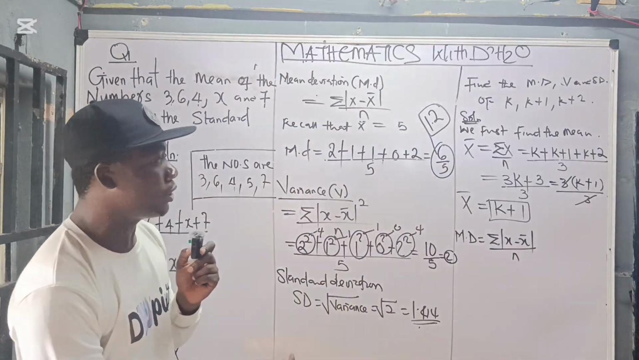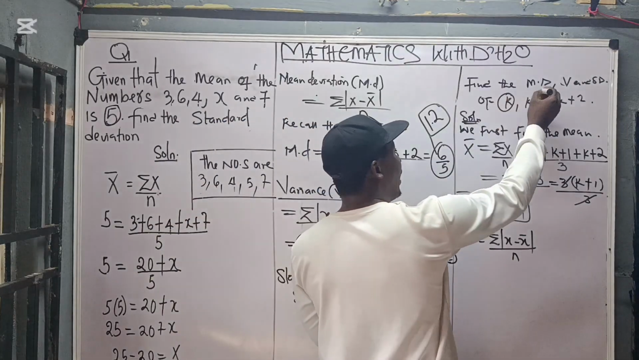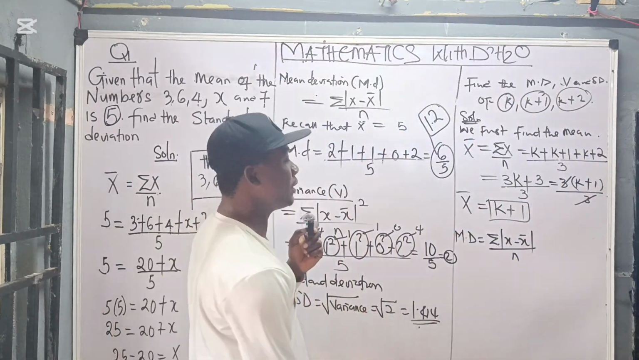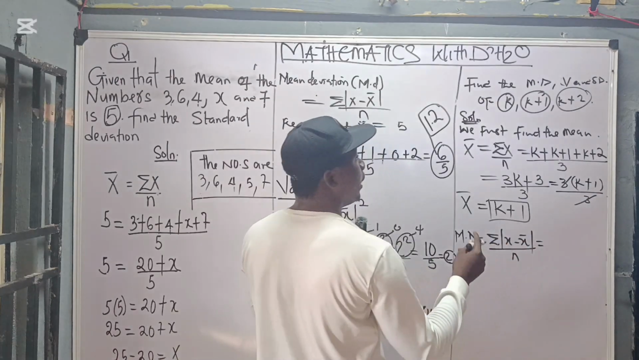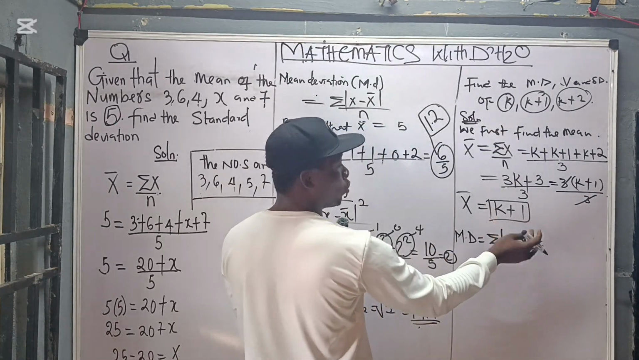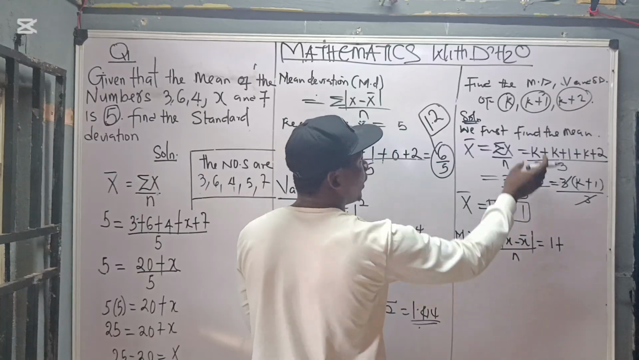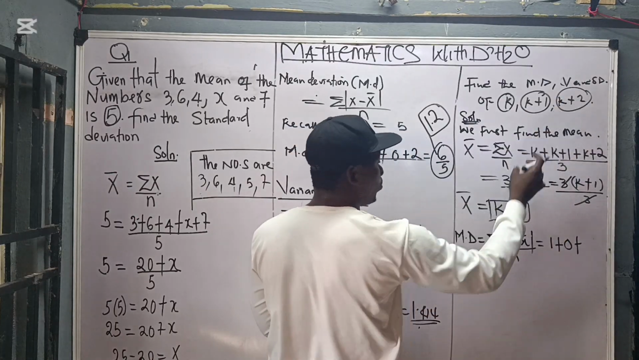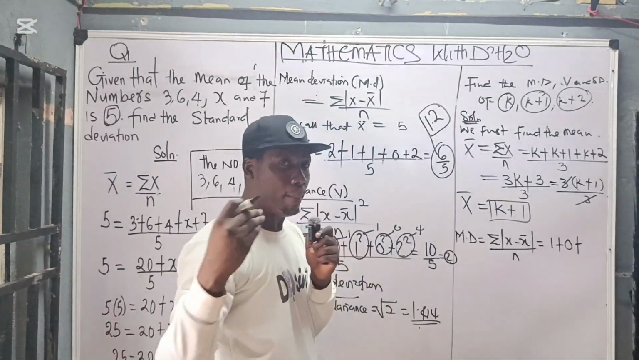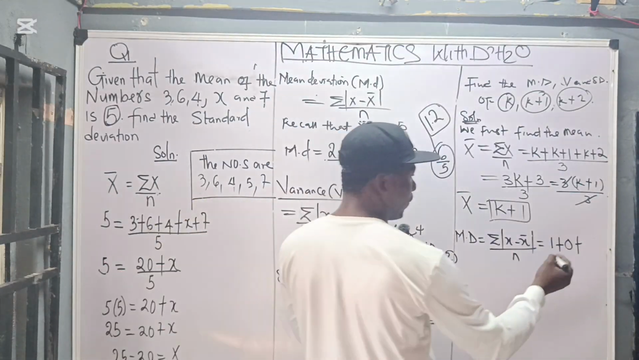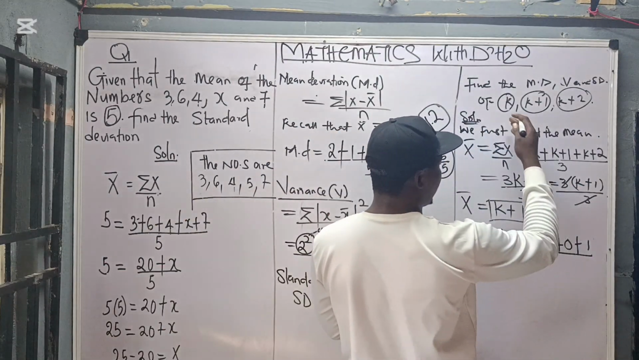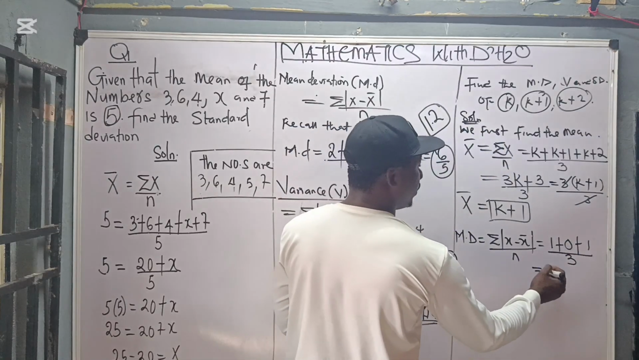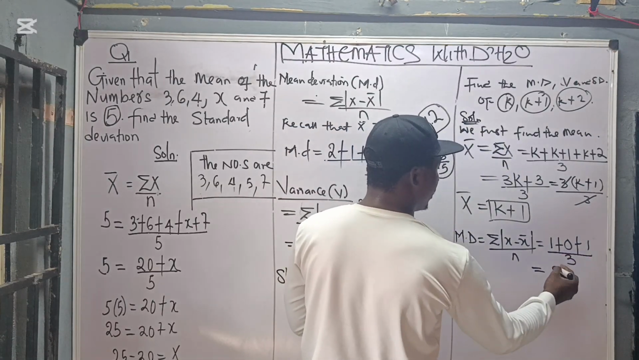So let's begin to subtract. You know these numbers are our x, and this one is our mean. So we can simply say k minus (k plus 1), you will be left with minus 1, plus (k plus 1) minus (k plus 1), you will be left with 0, plus (k plus 2) minus (k plus 1), that's 1 now. So you have 1, everything over. How many numbers are there? 1, 2, 3. Everything is over 3. So what will you get as your mean deviation? 1 plus 0 plus 1 is 2 over 3.